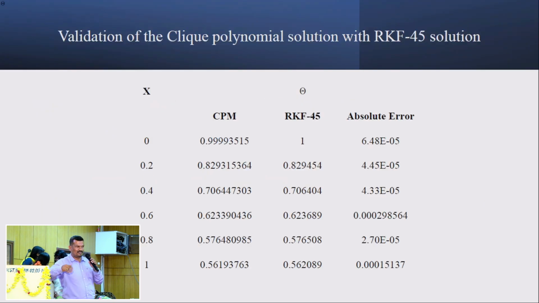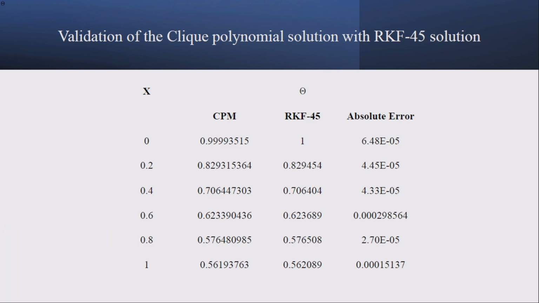This is the previous case. This is the solution of theta. The previous case is the solution of the given problem by using the Clique polynomial, and I have compared. Okay. So the first one is the Clique polynomial method. So RKF, the Runge-Kutta-Fehlberg method, is a very well-known numerical method, and we can believe this method under certain conditions. I compared, and you see the error.